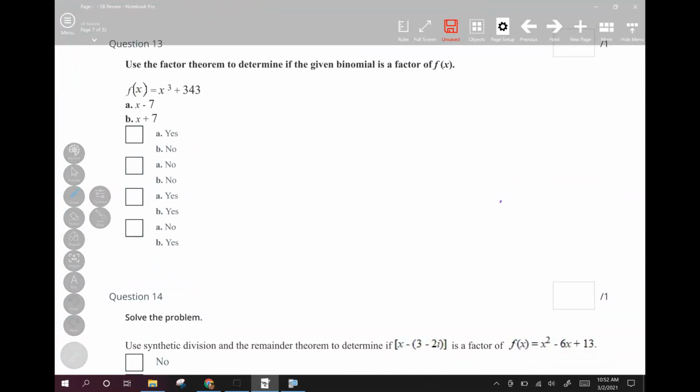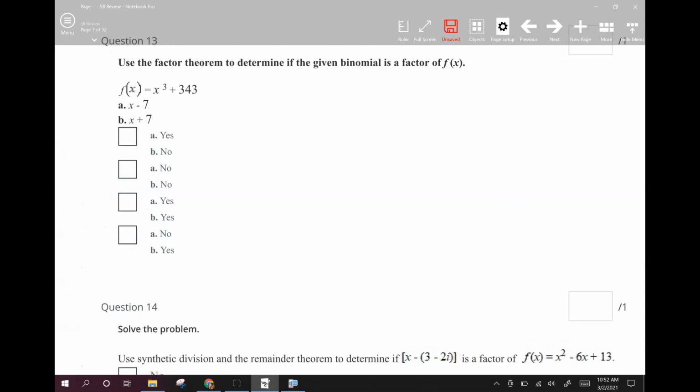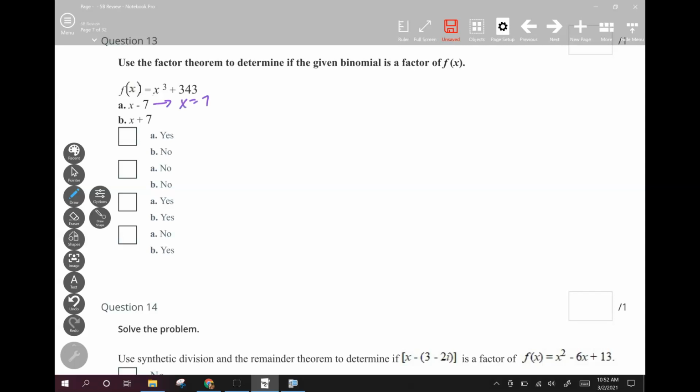Okay, we can do this. Determine if the binomial is a factor. So same type of question, but your polynomial is a little different here. So this one, you're going to do x equals 7, right? You're going to put 7 in your box here. And then for part B, x equals -7. So you'll do -7 for synthetic division.